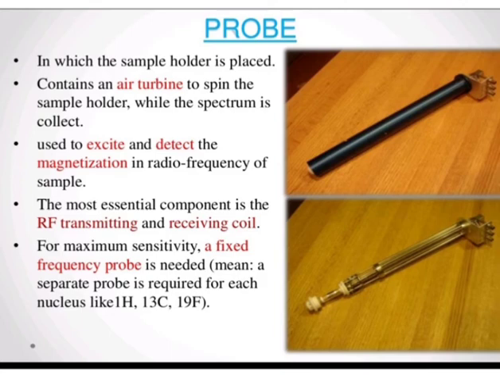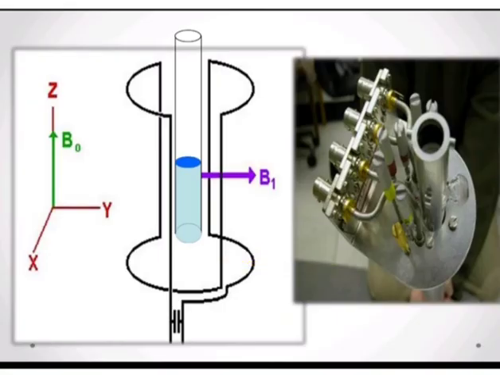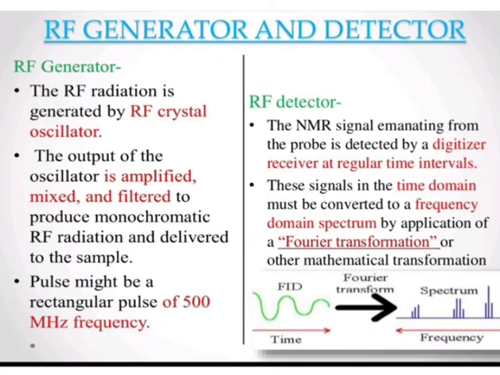Then this is used for maximum sensitivity, and a fixed frequency probe is required for H1, carbon 13 and fluorine 19. This is an exact view of a probe. From here we can put a sample holder in it. It has a continuously rotating motion, due to that the sample can easily be excited.